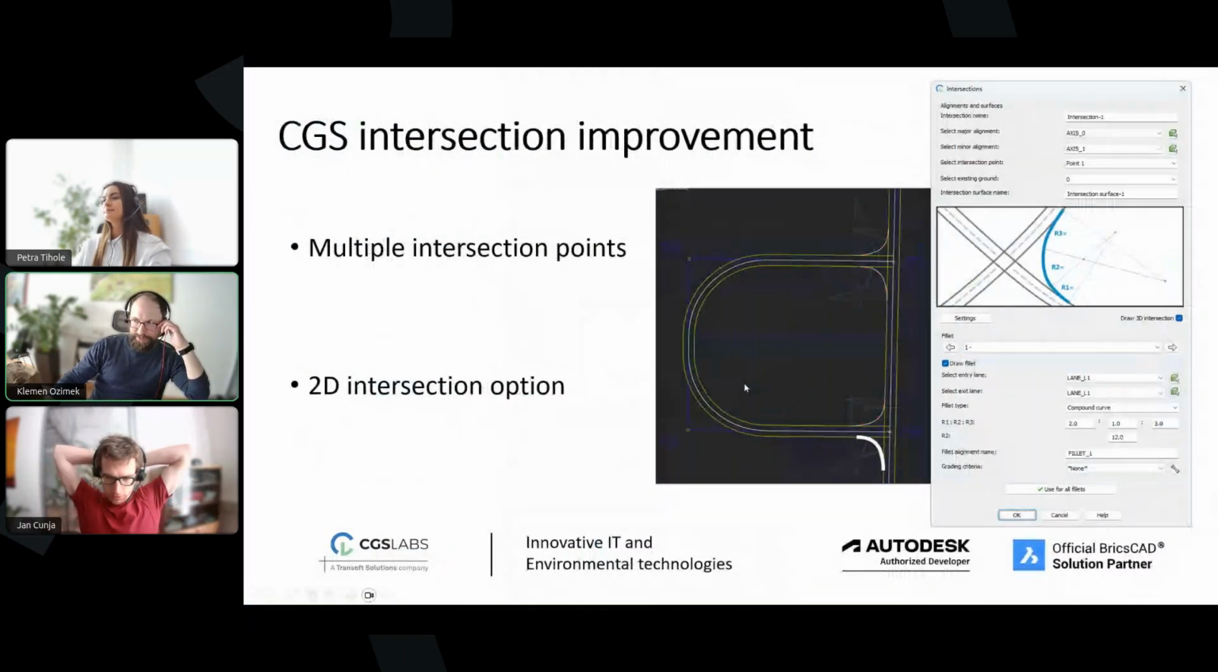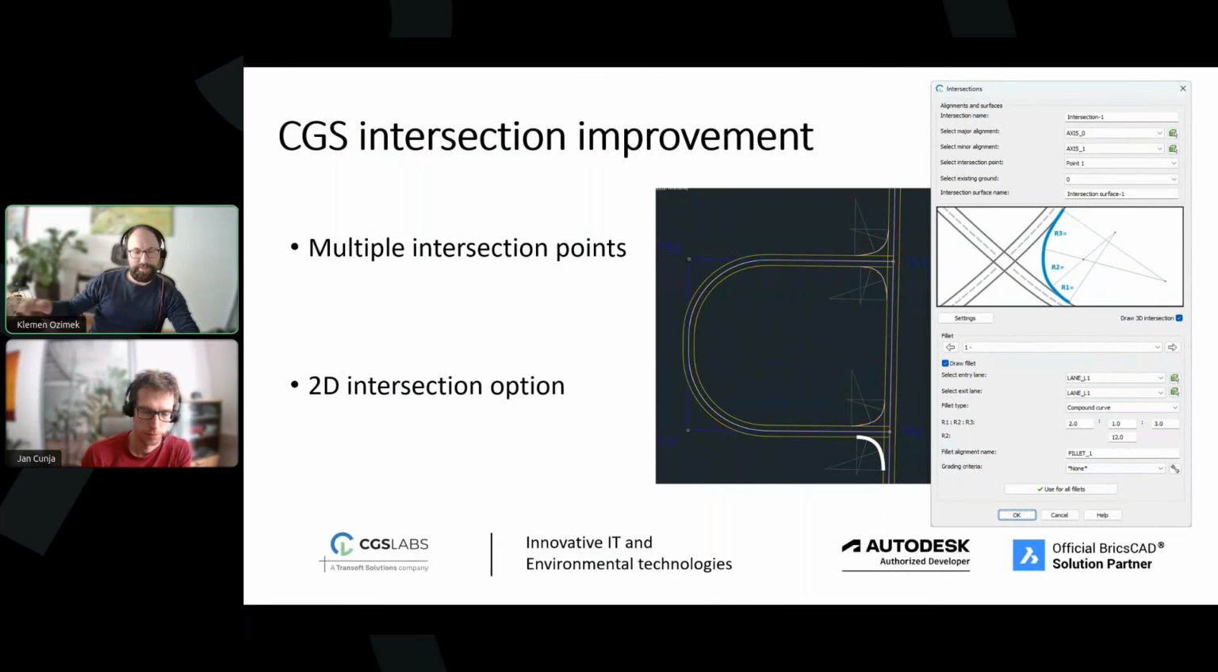What we did in Plateia is also improve this intersection command a little bit. Within Plateia, you can create an intersection between two alignments, and it will automatically draw all the fillets and maybe also give you the profile lines, the profile views for those fillets.